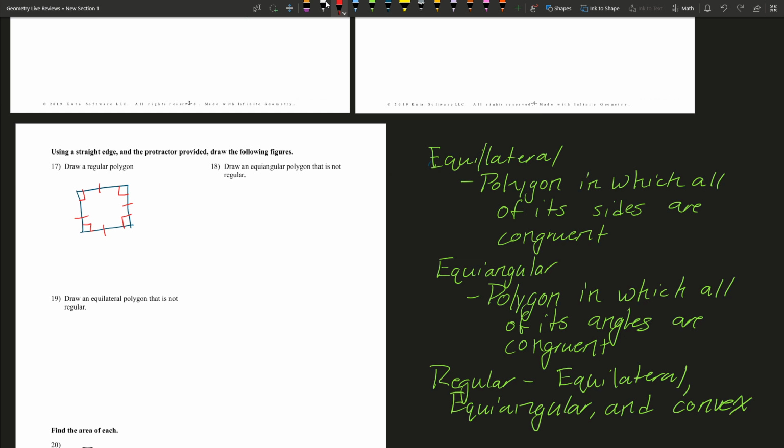An equiangular polygon that is not regular, the simplest figure of this is a rectangle. A rectangle doesn't have all congruent sides. The top and bottom sides are congruent, and the left and right sides are congruent. But they do have congruent angles. And you can get creative with this. I would rather you not draw a square and rectangle, but those do work.